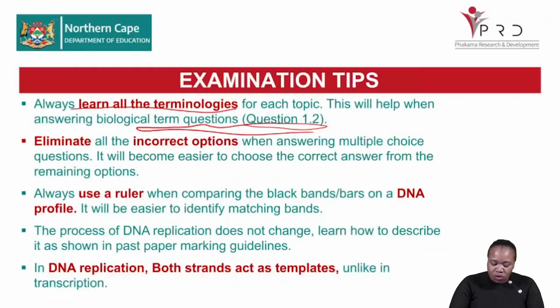Eliminate the incorrect options when answering multiple choice questions. It will become very easy for you to choose the correct answer. That is also something that you do when you answer multiple choice questions. Always use a ruler when comparing the black bands or the black bars on a DNA profile. When you look at DNA profiles, you should use a ruler so that as you're comparing the bands of the 2 individuals or the 2 samples, you should be able to know exactly whether they are matching or not. By using a ruler, you will not assume that they are matching. You would be able to see that these 2 are exactly aligned with each other. So the ruler makes it very easy for you to identify the matching bands.